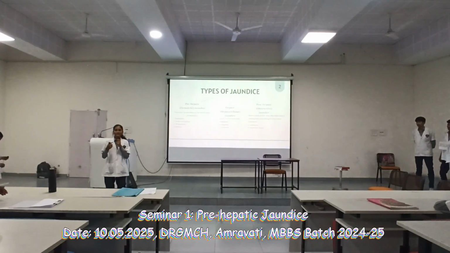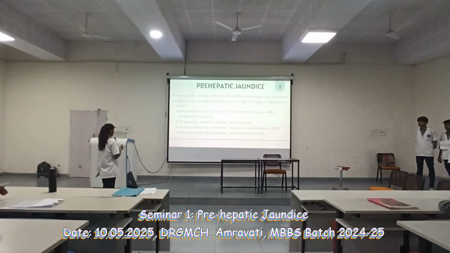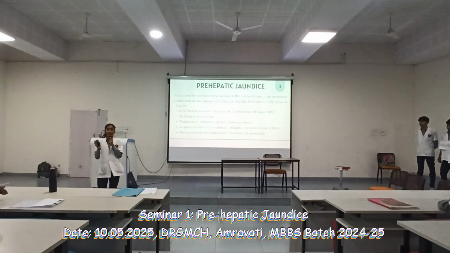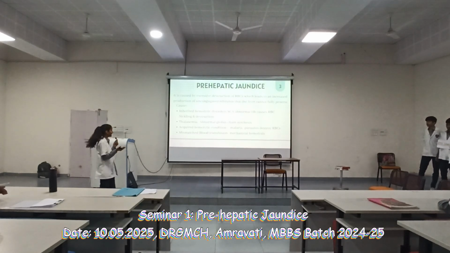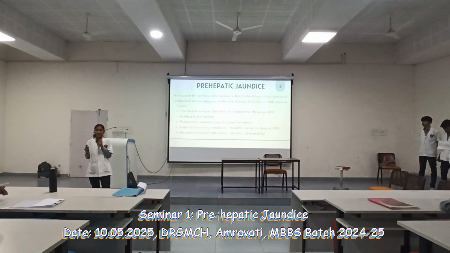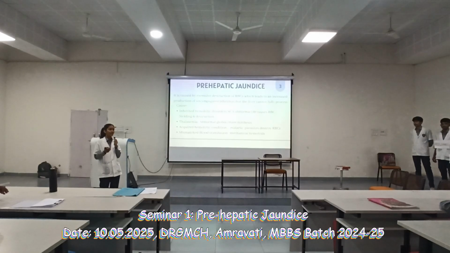So, what do you understand by the term pre-hepatic jaundice? It is called pre-hepatic jaundice because the problem in the bilirubin metabolism pathway occurs before it enters the liver. It is caused by excessive destruction of RBC, or hemolysis, due to which there is an increased concentration of unconjugated bilirubin in our bloodstream.